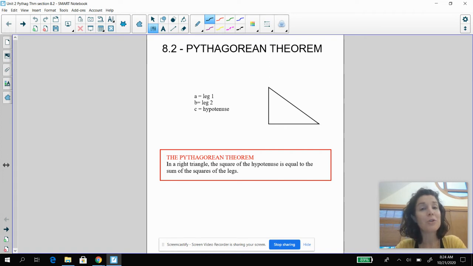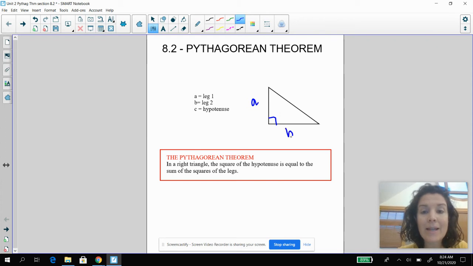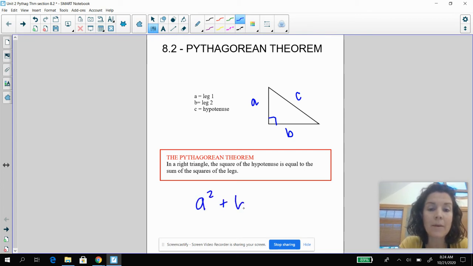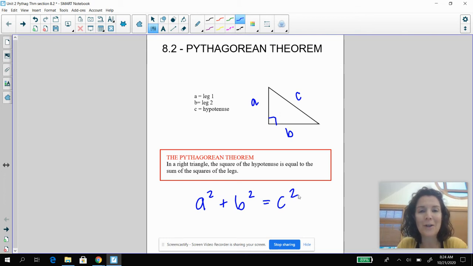So the Pythagorean Theorem should be something that you're really, really comfortable with. And remember, the Pythagorean Theorem deals with right triangles only, and a leg, another leg, and the hypotenuse. Remember, the hypotenuse is always going to be the longest side, and it's always going to be the side that's opposite the right angle. So remember, in the Pythagorean theorem, a squared plus b squared equals c squared. You should feel good about that. All right, here we go.